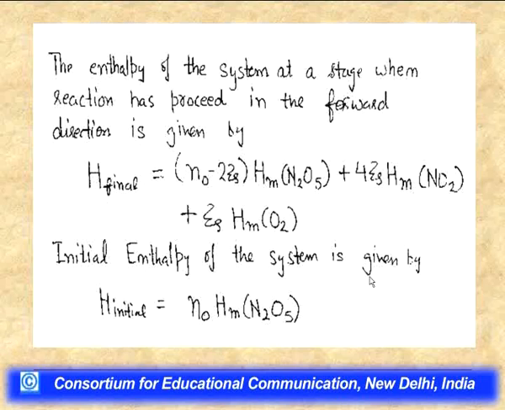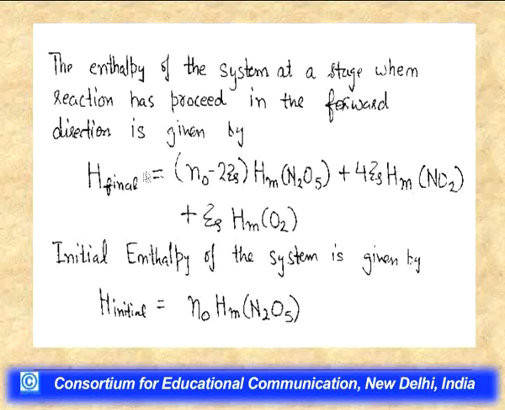Similarly, the initial enthalpy of the system is given by N0, the initial number of moles of N2O5, multiplied with the molar enthalpy of N2O5, that is N0 Hm N2O5. This is the initial enthalpy of the system, because at the initial state, when the reaction had not proceeded in the forward direction, no product species was present, only reactant species. So the contribution towards enthalpy can only be considered due to the reactant species. So this is the final enthalpy expression and this is the initial enthalpy expression.